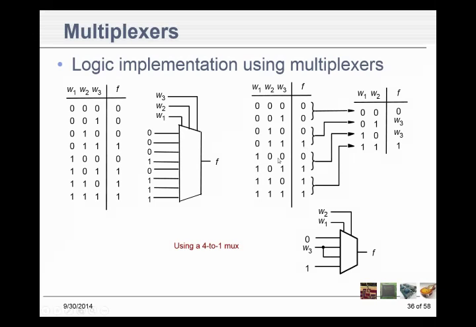Here we have 2 at this point. Those are 2. And we still want 0, 1, so that's still W3. And then here we have 3, and W3 doesn't matter anymore. We've got 1, 1 at the input, so we just put a 1 there.